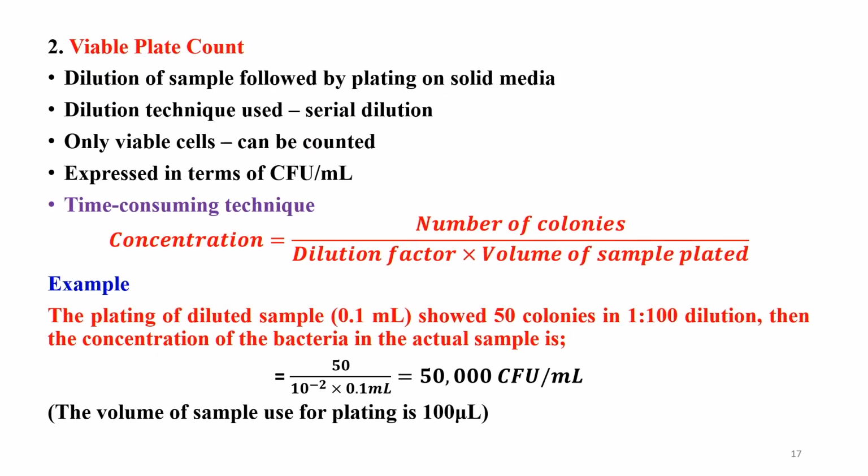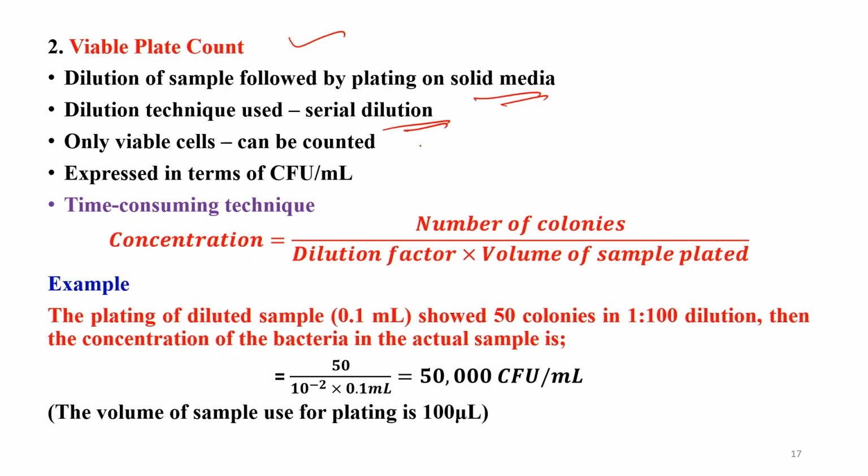Next is the viable plate count. What you have to do? You have to dilute, we say serial dilution. Then you have to plate on a solid media containing the desired nutrients for a particular microbe. Then you have to incubate it. Once you are incubating, you will see visible colonies, in terms of CFU per ml.